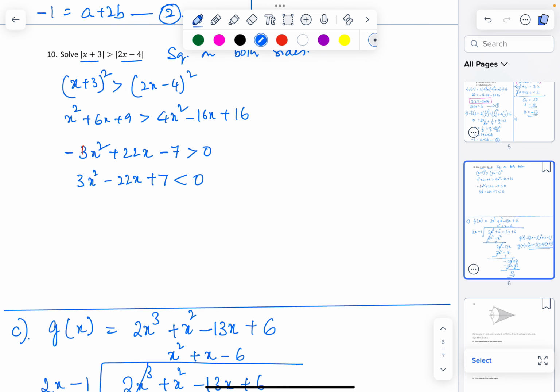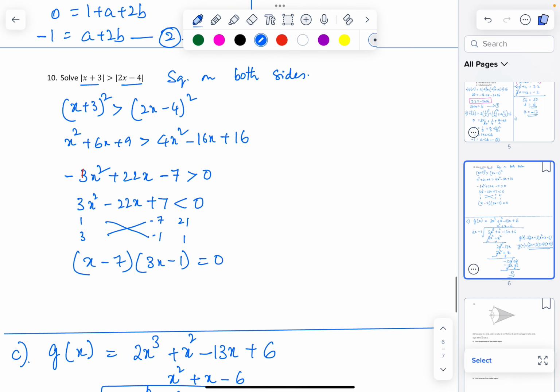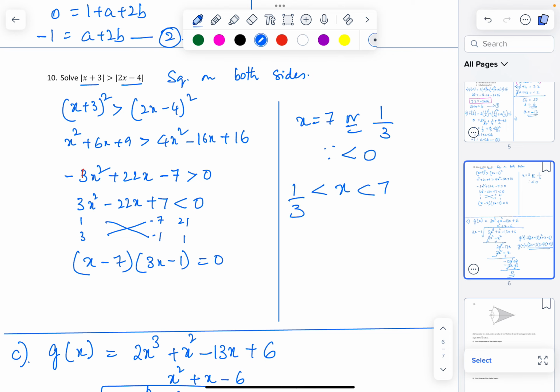So now I will factorize. So this is 1 and 3. This is 7 and 1. You see 3 times 7 is 21, 1 times 1 is 1. So we need a 22, so both must be negative. So x minus 7 times 3x minus 1, let us write as equal to 0 first, then I will use the inequality. So x equal to 7 or x equal to 1 over 3. So since the inequality is less than 0, x lies between 1 over 3 and 7. So this is our answer for this.